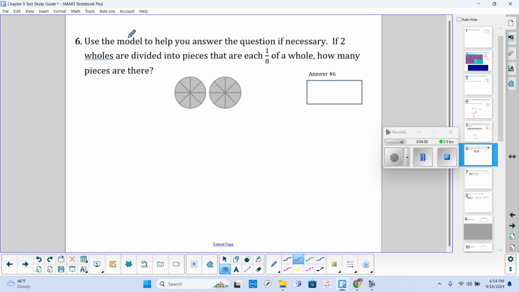Number 6, use the model to help answer the question if necessary. I have 2 wholes, so this one circle is one whole, this other circle is another whole. They are divided into pieces that are 1/8 of a whole. How many pieces are there? Well, 2 divided by 1/8 is the same as 2 times the reciprocal of 1/8, which is 8 over 1, or just 8, which means there are 16 pieces that are 1/8 of a whole.